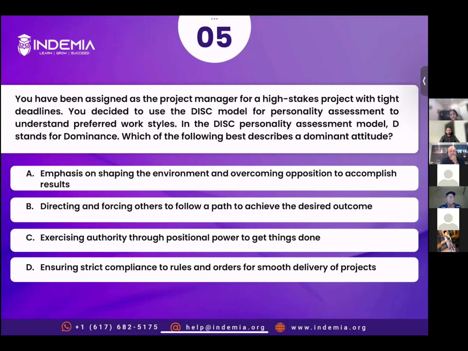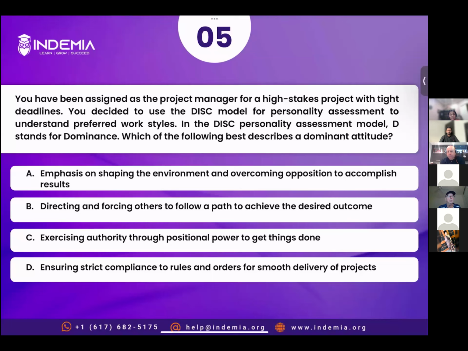So Has, you have chosen option B. Yeah, I don't exactly recall, but I felt directing and forcing to follow the path to achieve the desired outcome because of the deadline, and that's where the personality looks to be dominant, but I'm not very sure of it. I just gave it a try. All right. Thank you for the detailed explanation.